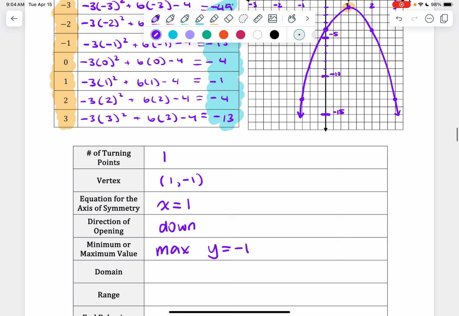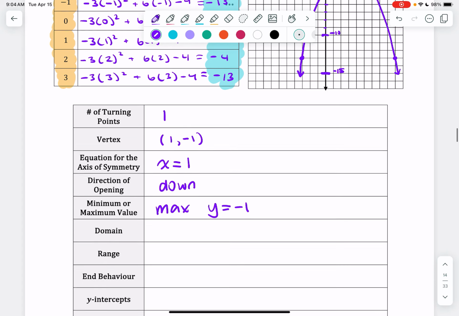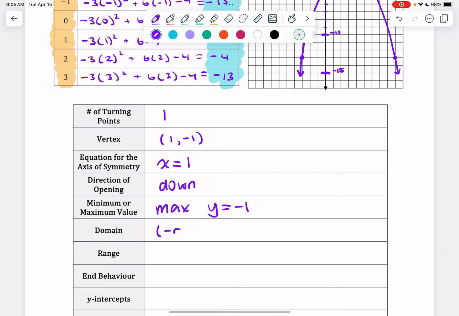My domain, how far left and how far right I go, because my parabola extends forever in both the left and right directions. I have the domain of -infinity to +infinity using round brackets. Or if you choose set notation, the set of all x such that x is an element of the set of real numbers.